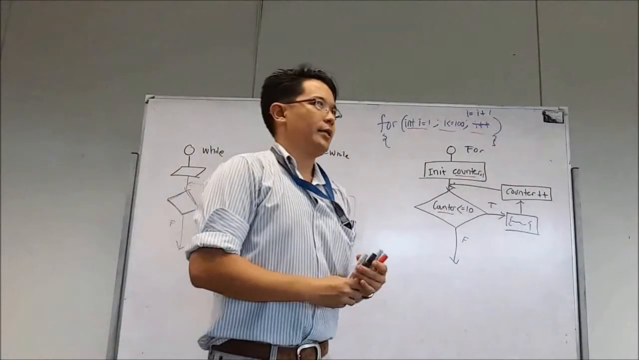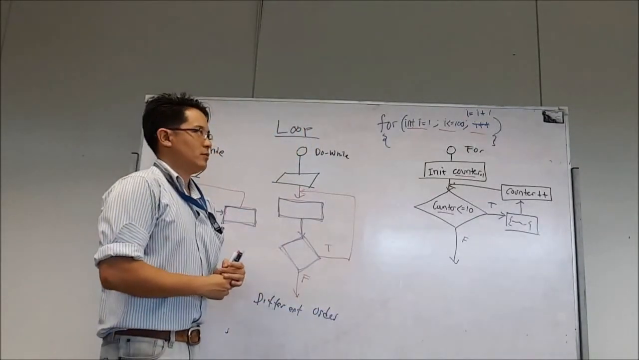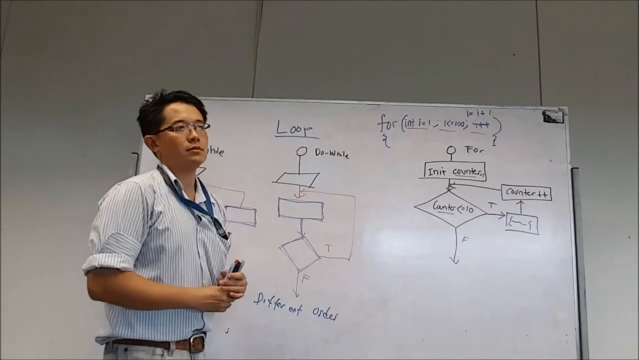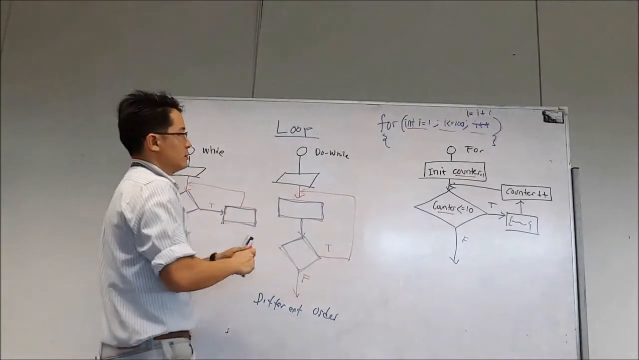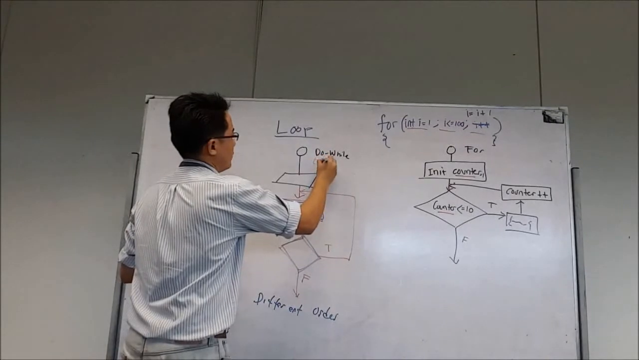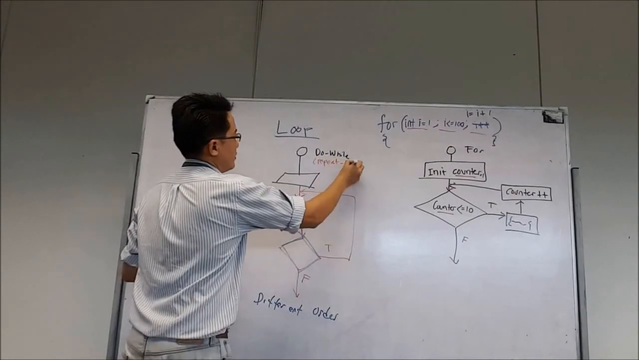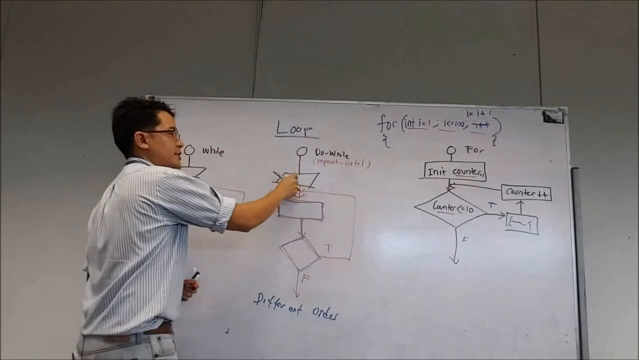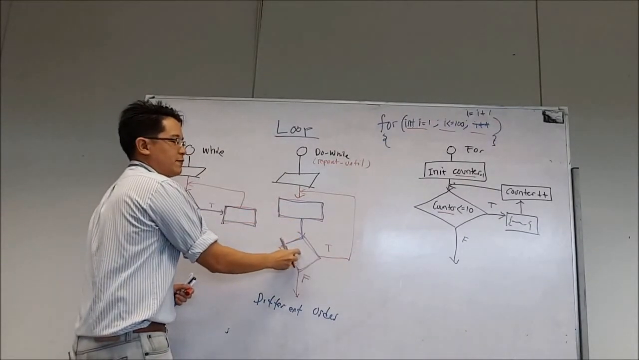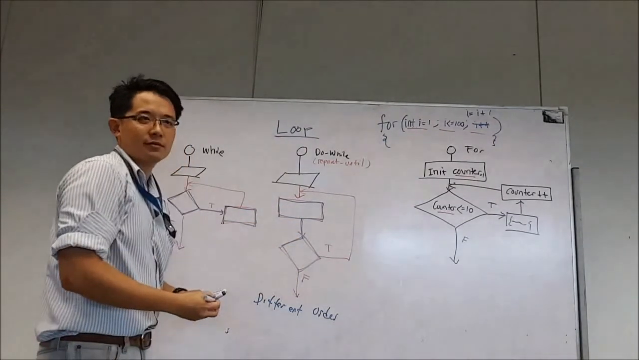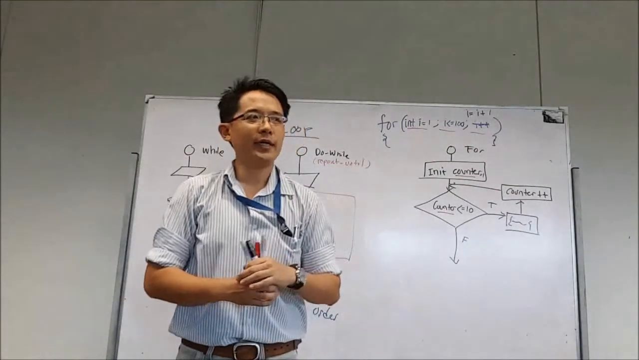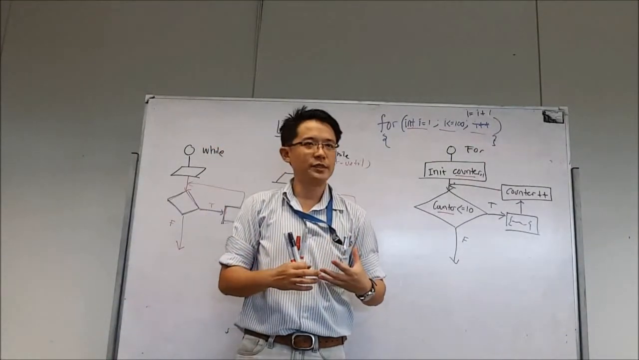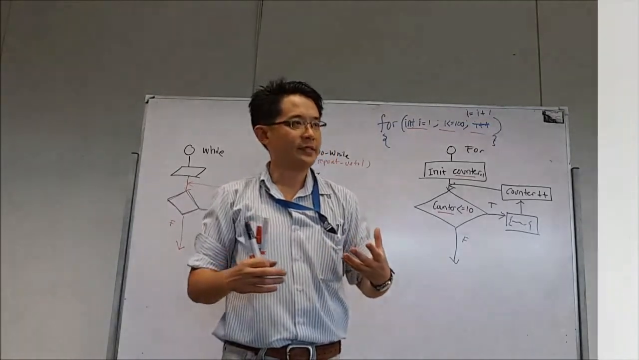Repeat until. Repeat until is do while. Yes, do while is repeat until. You will do first until it is false. Okay, so I think I've explained the concept of loops to all of you, and I will go for some examples.